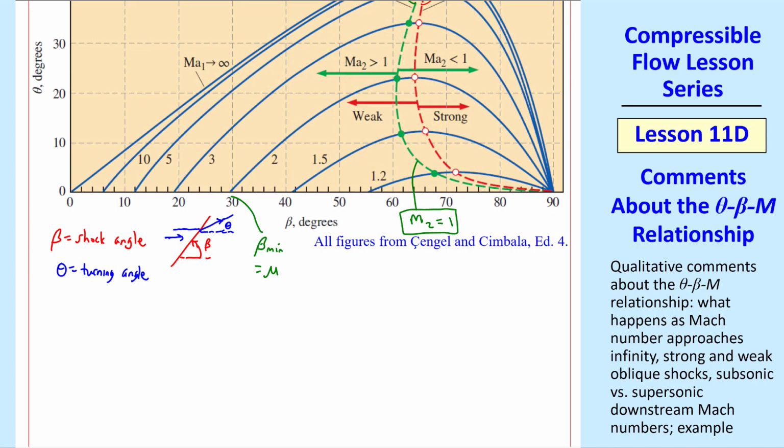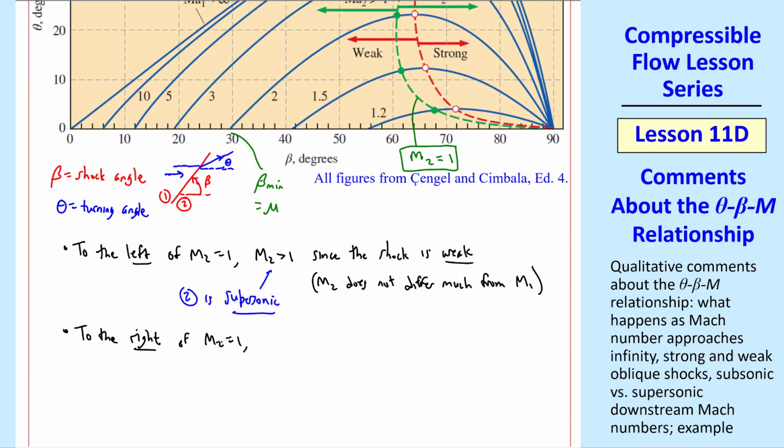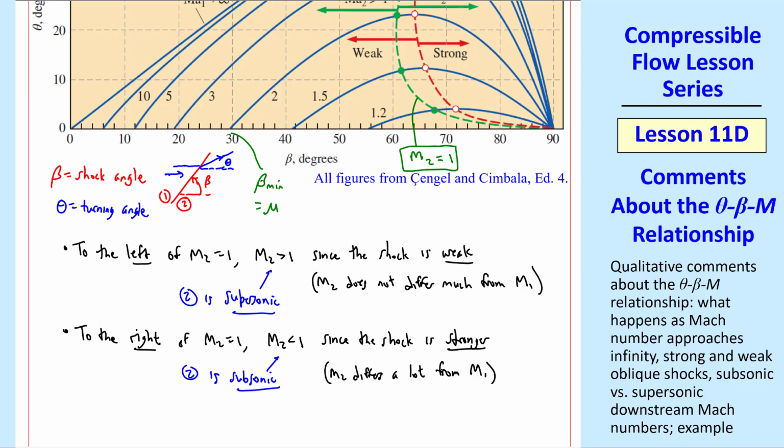I'll write some comments here. To the left of M2 equals 1, M2 is greater than 1, since the shock is weak. In other words, M2 does not differ much from M1. So zone 2 after the shock is supersonic, where 1 and 2 are before and after the shock as usual. To the right of this sonic line, M2 is less than 1, so 2 is subsonic, since the shock is stronger, and M2 differs a lot from M1.